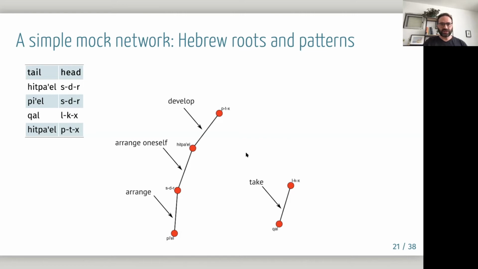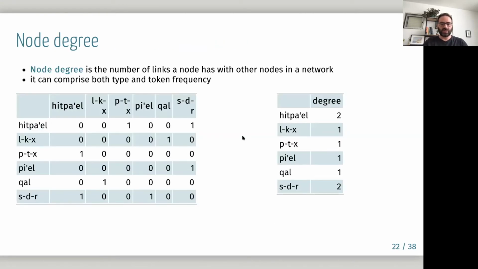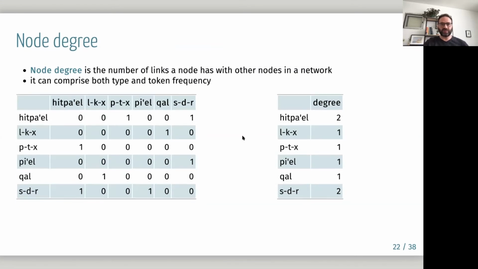This is one presentation of the root of the network, and the network can also be represented as a matrix. Here we can see the matrix of the network in which each node is marked for being linked to the other nodes in the network. So hitpa'el is marked as having one link with patach, peteche, and one link with the root sedere. On the other hand, the root peteche has one link only with hitpa'el and with no other binyan.